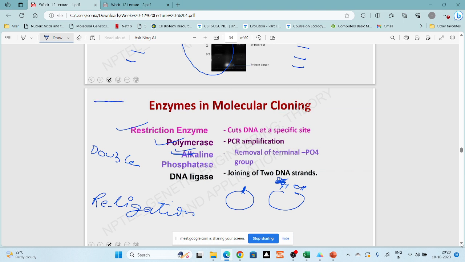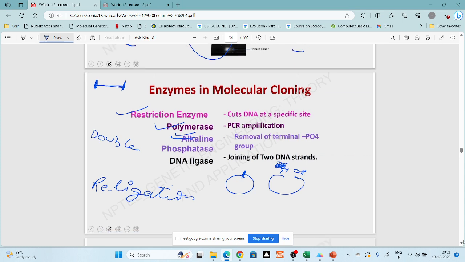This is your DNA, the gene of interest. You are using a different restriction enzyme for this side and a different restriction enzyme for this side. So when you are doing double digestion, the chances of religation are comparatively less. But when you are using a single digestion, the alkaline phosphatase treatment might be required. That is why double digestion is always preferred, because it confirms the orientation also, and there are lesser chances of religation.